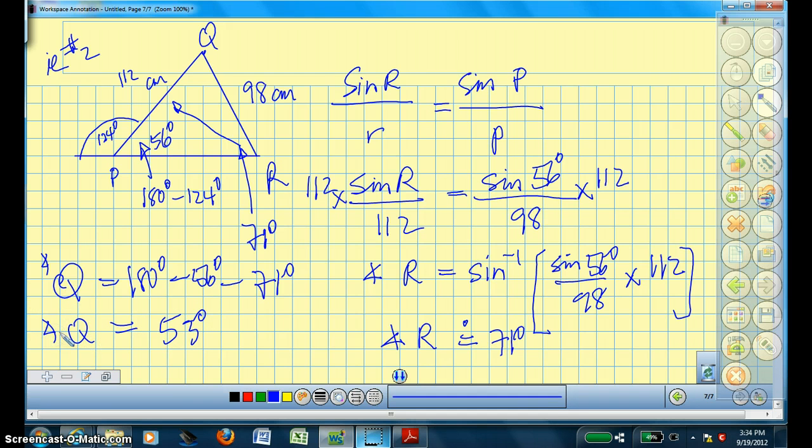Okay, so that concludes the lesson on sine law. And so for tonight, please make notes, summarize some of the key ideas, and come with some questions.